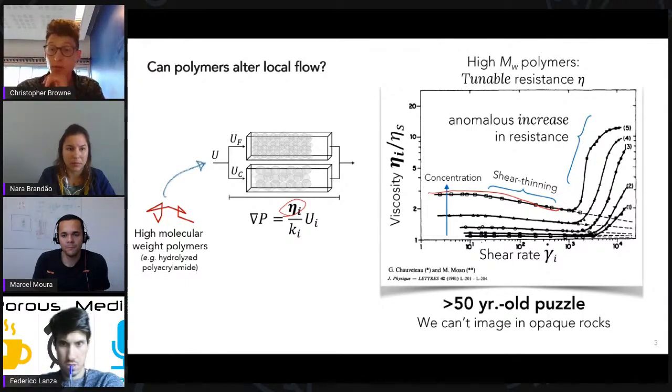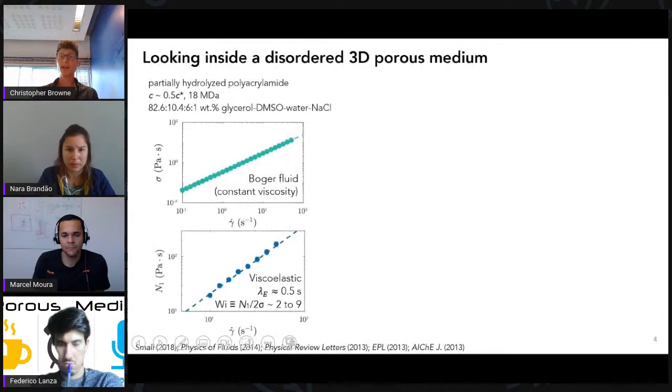In fact, this has been observed for over 50 years, and there's still no models to predict when or how much of an increase in anomalous resistance you have. And so the trick is to develop some kind of simplified experiment where we can actually image what's going on in these complicated media. And so here is the test polymer solution I'm going to use.